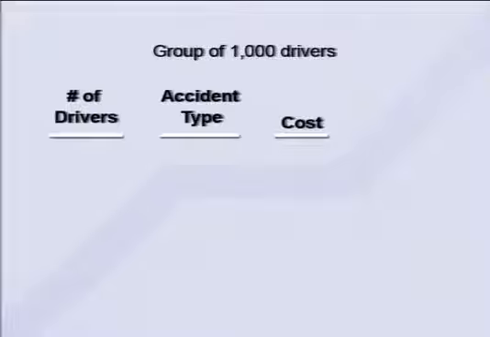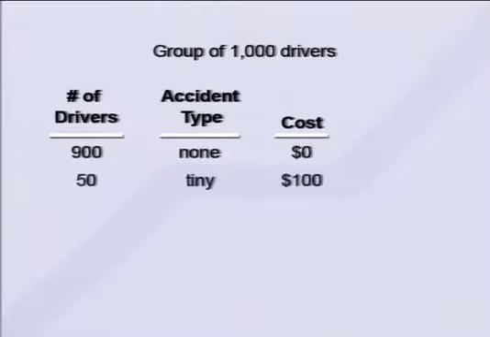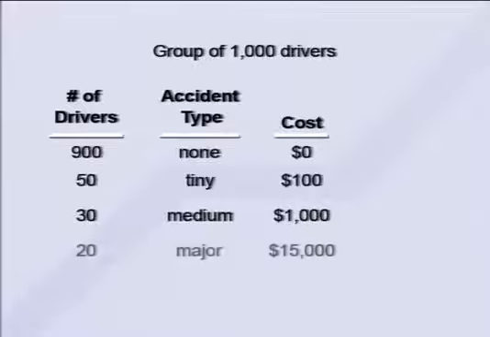Now, to make all this a little more concrete, let's use the example of a market for car insurance. Let's suppose that there's a group of 1,000 drivers, and of course it's more like 10,000 or 100,000, but let's keep the numbers simple. You could divide that group of 1,000 statistically into 4 groups. 900 of the 1,000 don't have any accidents in a year. 50 of the people have only a few door dings or chipped paint, really tiny little accidents that cost $100 each. 30 of the drivers have medium-sized accidents that cost an average of $1,000 each in damages, and 20 of the drivers have really big accidents that cost an average of $15,000 apiece in damages.